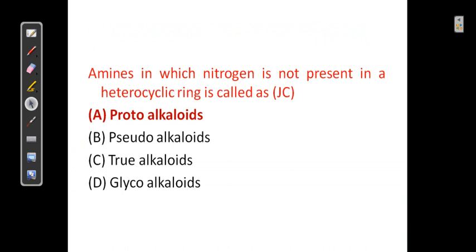Next one, amines in which nitrogen is not present in a heterocyclic ring is called as. This question was asked in Joint Commissioner Drug Inspector examination. Here the nitrogen atom is not present in the heterocyclic ring, which we have already discussed in the previous question, that protoalkaloid contains nitrogen atom in the side chain, not in the heterocyclic ring. So the correct answer is protoalkaloids.